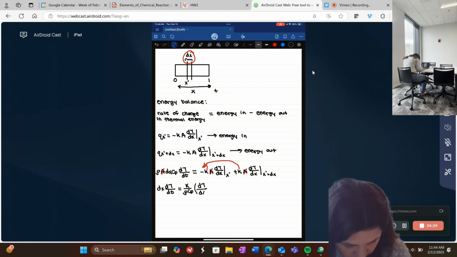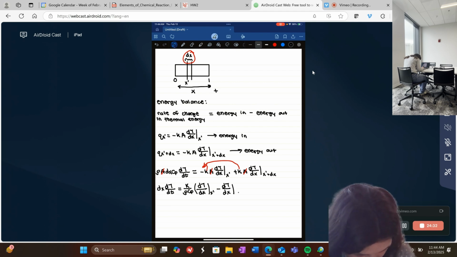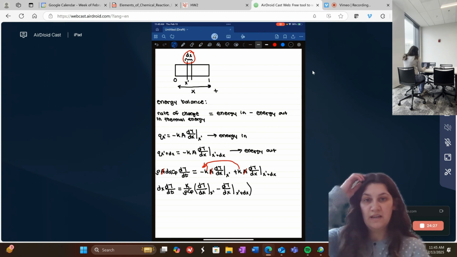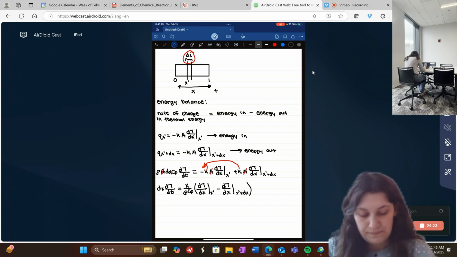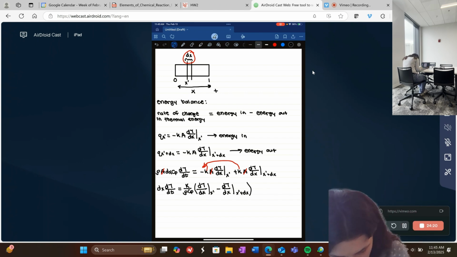Tx. And finally, we're going to divide across by dx because we're going to be taking the second derivative. So what we end up with is dT/dt equal to K divided by rho cp times our second derivative.